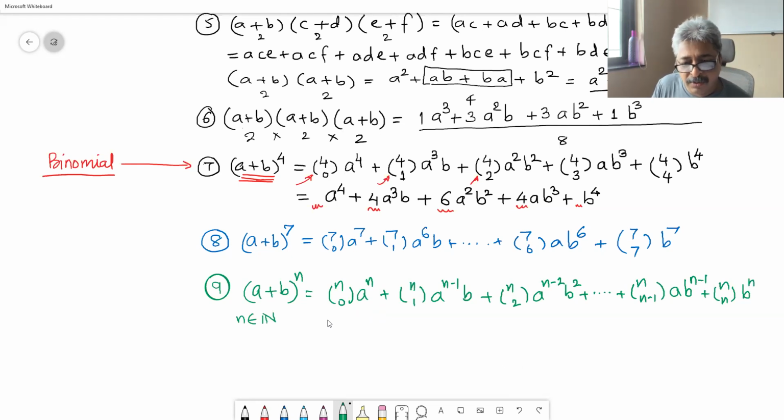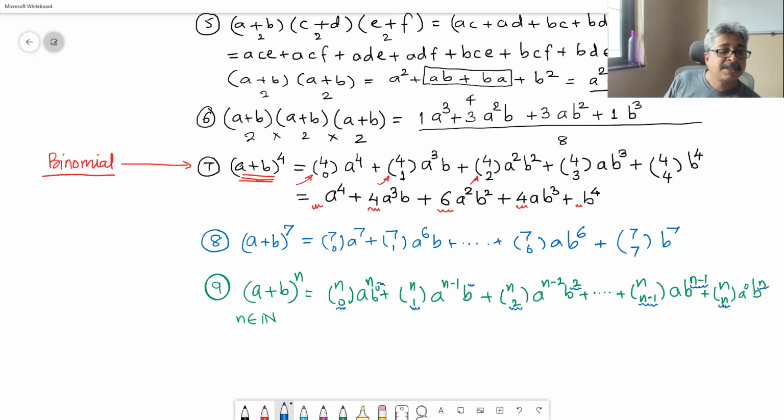Now, if you want, you can write b raised to 0 here and a raised to 0 there. In the end, that will help you to remember that this number and this number are the same. This number and the power here are the same. That is what is the celebrated binomial theorem.